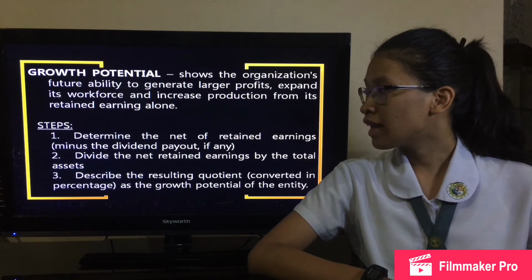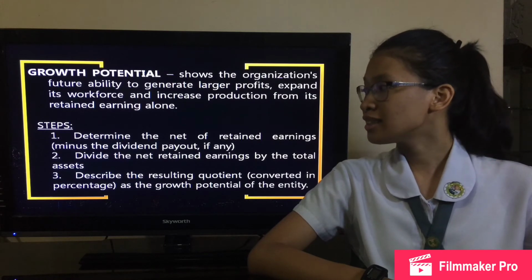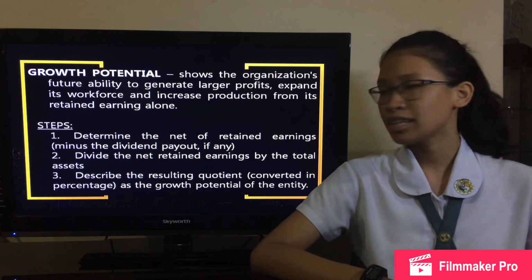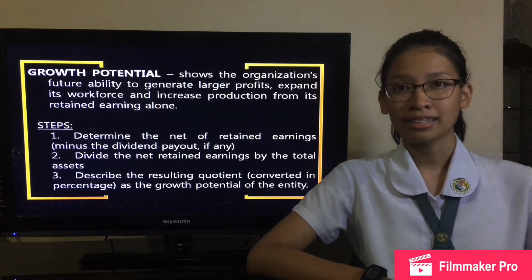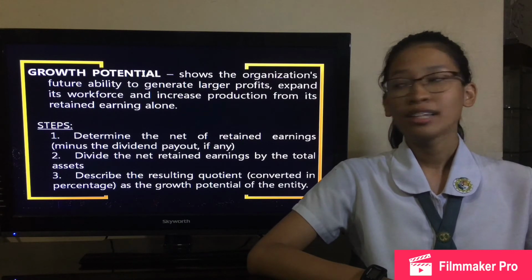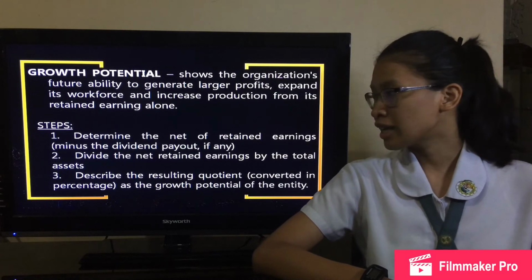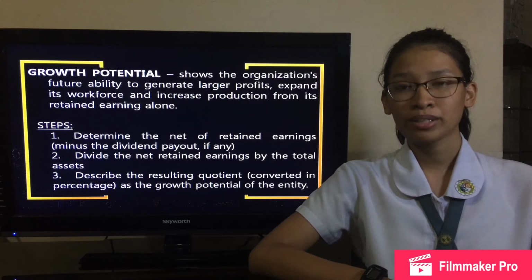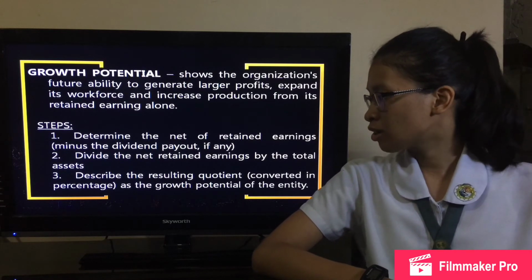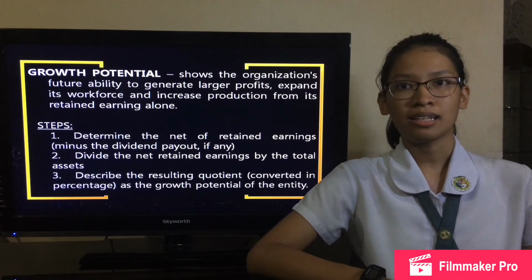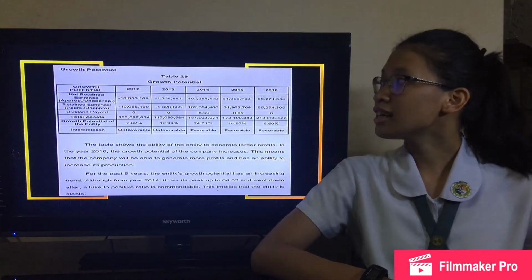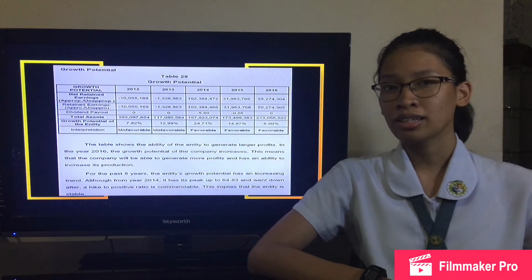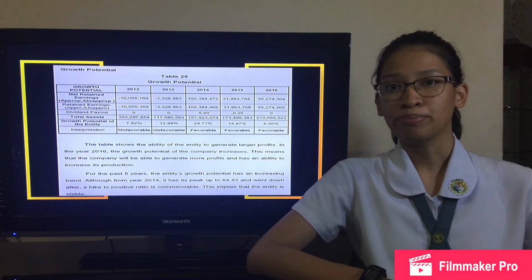Second is to divide the net retained earnings by the total assets. And lastly, describe the resulting quotient, converted as a percentage, as the growth potential of the entity. And here is an example of growth potential of the same firm.